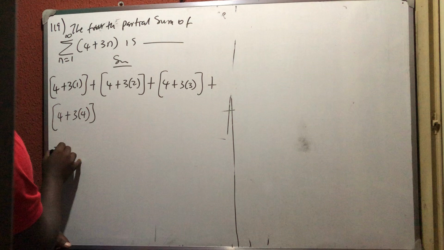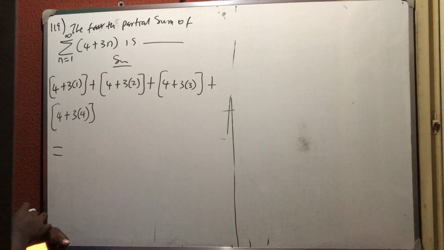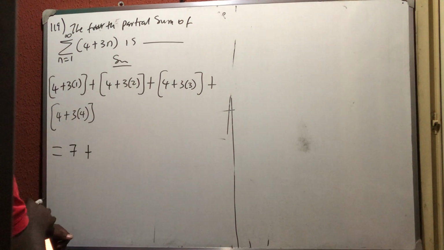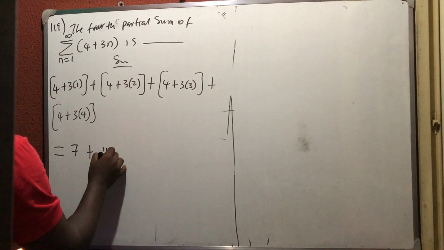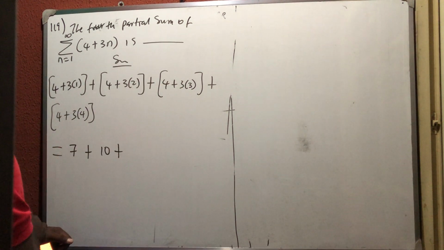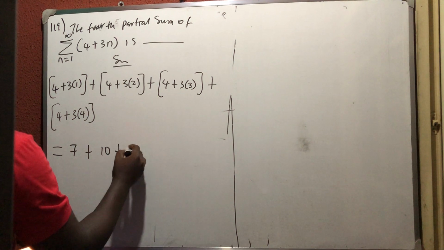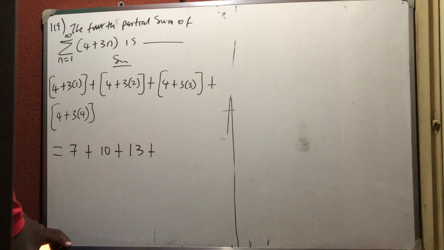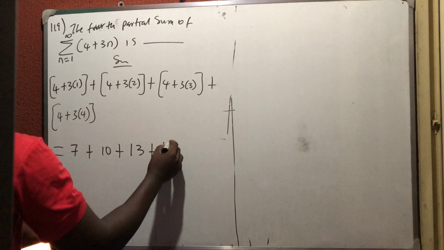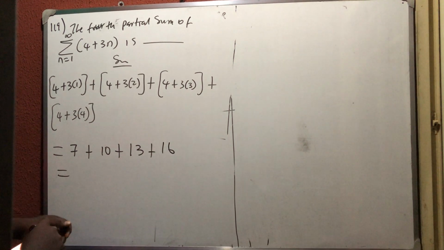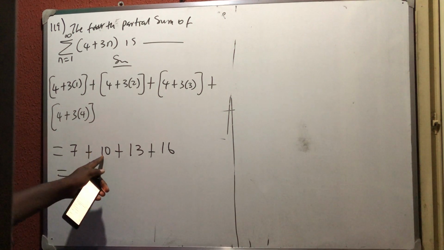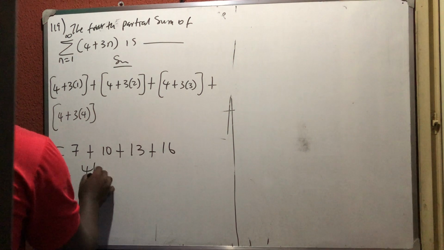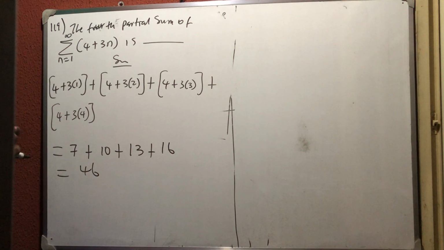So my answer is now 3 times 1, 3. 3 plus 4 is 7. Plus 3 times 2, 6. 6 plus 4 is 10. Plus 3 times 3, 9. 9 plus 4 is 13. Plus 3 times 4, 12. 12 plus 4 is 16. So if you add everything, you're going to have 10, 20, 30, 40, 46. 46 is the result.